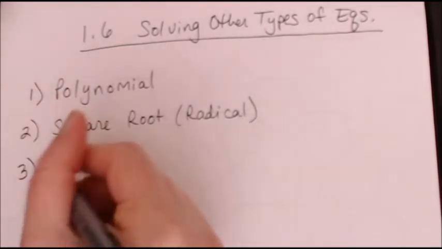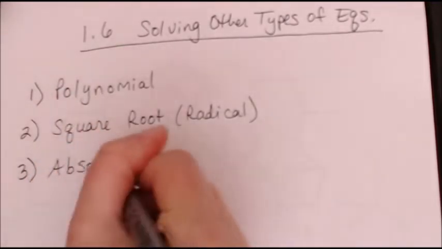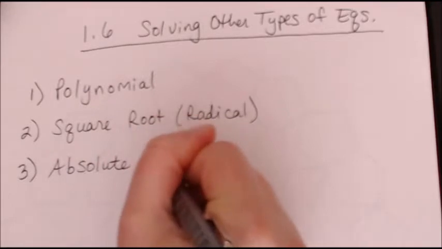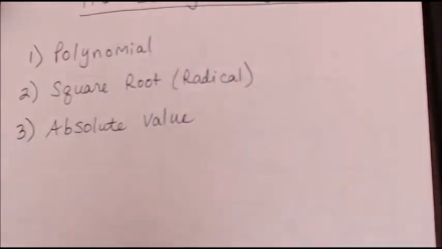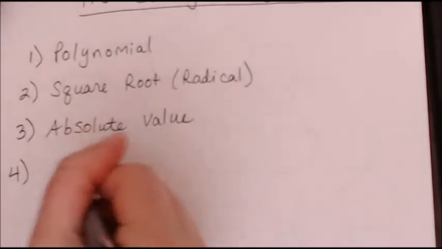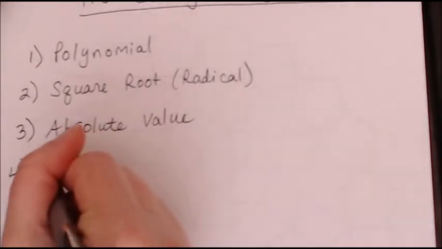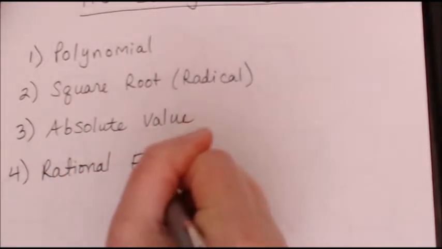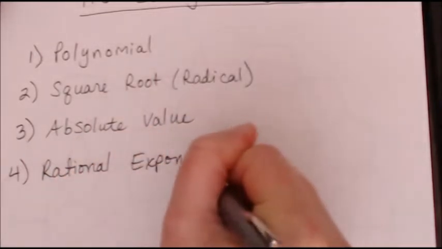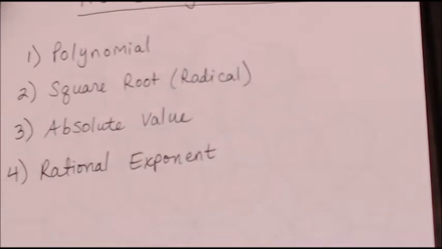The third type we're going to look at are absolute value equations. And then the fourth type that we're going to look at is called rational exponent equations. So in other words, equations that have exponents that are rational or fractions.